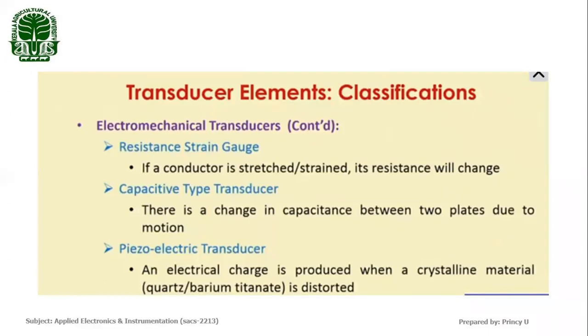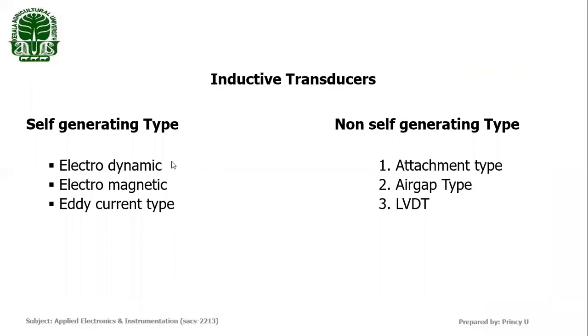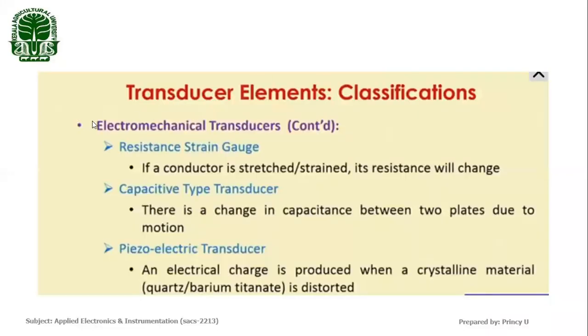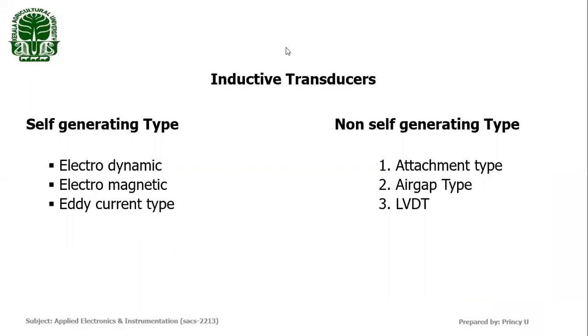A primary sensor senses the force or physical parameter to be measured, and that is converted to a displacement or strain. That strain is applied to the electromechanical transducer, which produces an electrical output. These are of different types: resistance type, capacitive type, or piezoelectric. I will explain each one in detail. The first main classification is electromechanical type, and the next classification is inductive type or electromagnetic transducers.